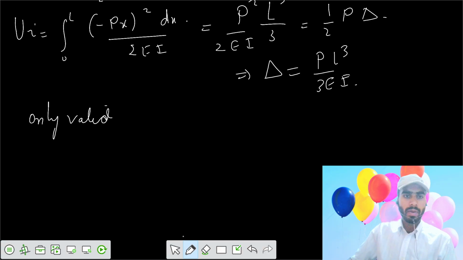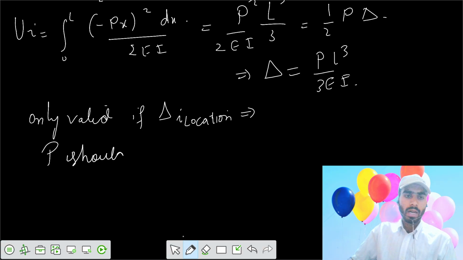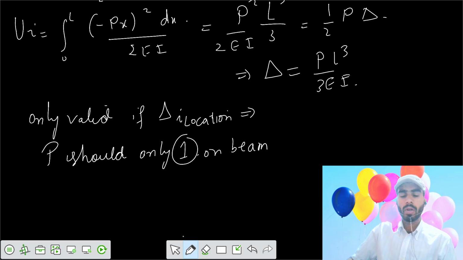This approach is only valid if, for the delta at any location i that you are finding, P should be only 1. There should be only one load, and that should be a concentrated load also. There should be no other load acting on the beam. There should be only one load acting on the beam, and that load should be at the ith location also.